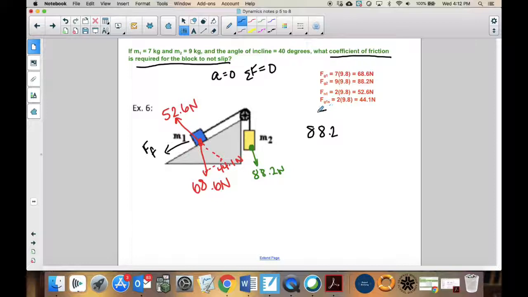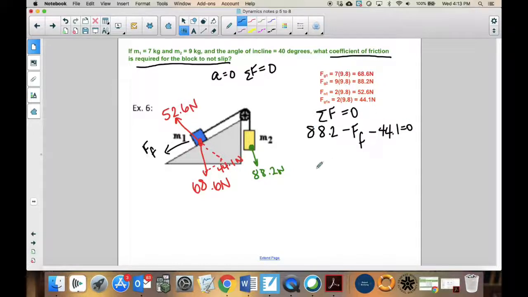Because what we want is for the sum of the forces to be equal to 0. Going the other way, we can call that down. If we're calling this plus, let's call this minus. So if we subtract out the frictional force, and we also subtract out that 44.1, that's going to add up to 0. Again, it is a coincidence that 88.2 and 44.1 are exactly half of each other. This was actually 44.095, but that was a coincidence. But let's go ahead and simplify.